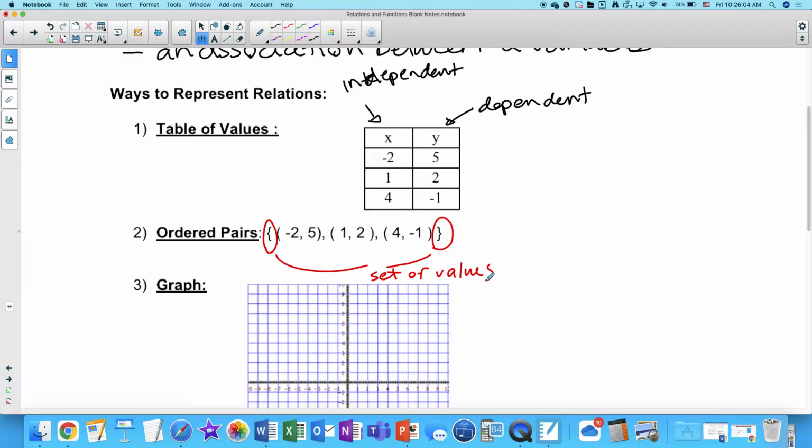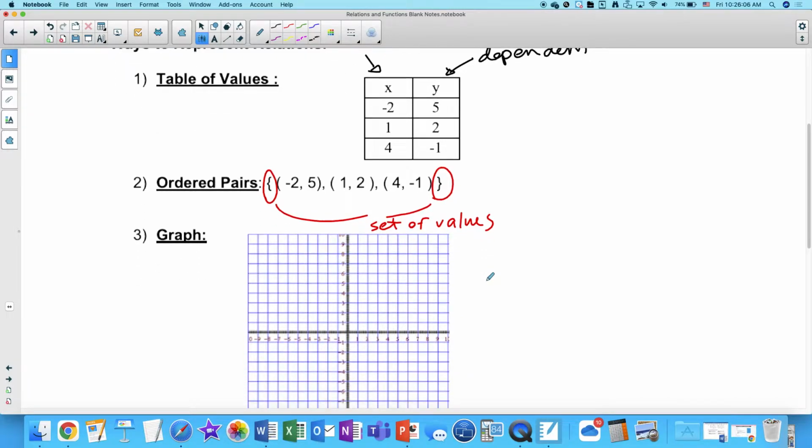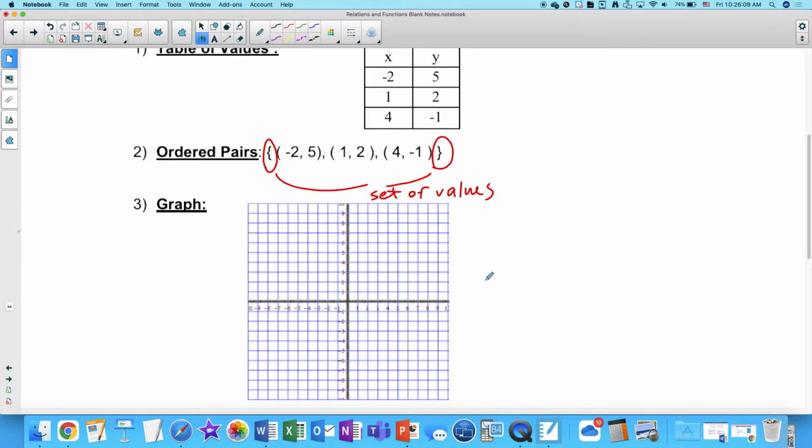Okay? Now graphically, when you are graphing these things, again, the independent variable must go on a specific axis and the dependent variable goes on another axis. Does anyone know which is which?